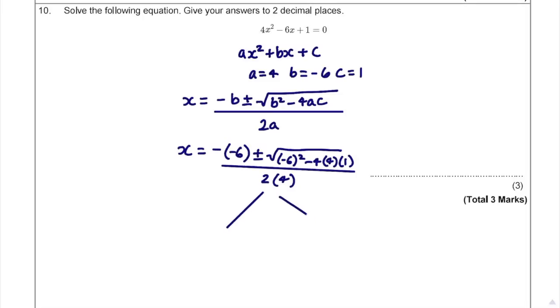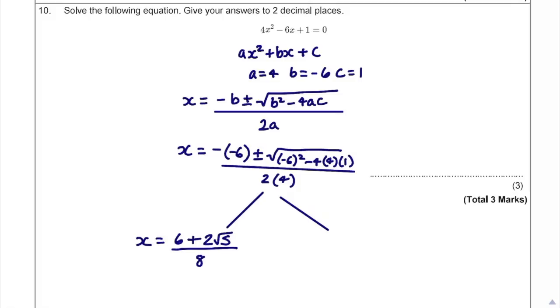Now, because of that plus or minus, we're going to have 2 values of x. So the best thing to do is simplify the numerator first. So we've got these 2 negatives, so that's going to be positive 6, then plus. Now, if you type in the square root of minus 6 squared minus 4 times 4 times 1 into your calculator, that's going to simplify to 2 root 5. And then our denominator is just going to be 2 times 4, which is 8.